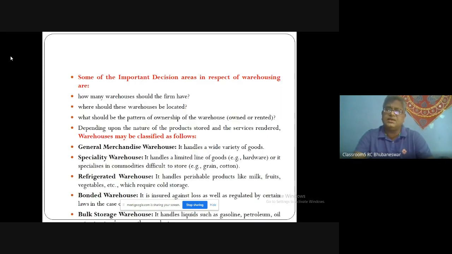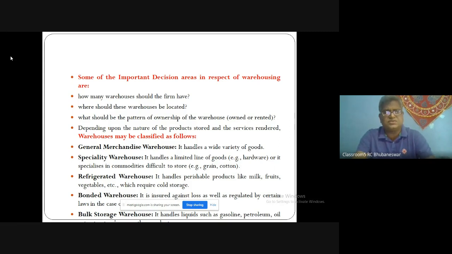Warehousing: there is a warehousing facility. Warehousing means you can store your particular product at a safe place. A warehouse is a place where your product can be stored. And there are different types of warehousing. What are the different types, or classification, of warehousing?